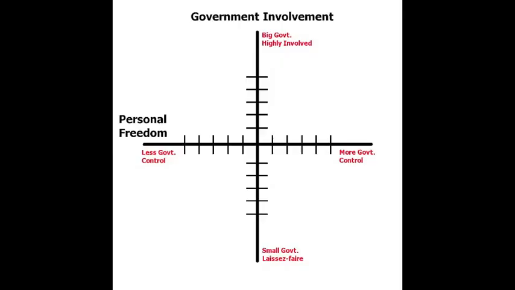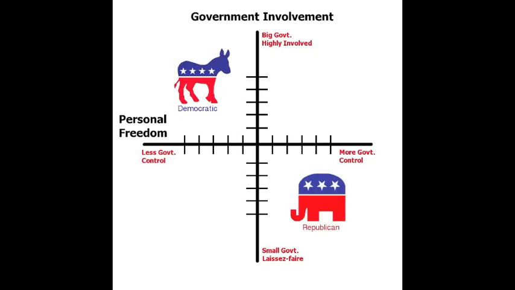I like to use a visual to help explain this concept, and here is the chart I made for this. As you can see, the x-axis corresponds with question number one, the degree of government control and personal freedoms, while the y-axis corresponds with question number two, the degree of government involvement. More involvement generally means more government spending. Now let's see where the Democratic and Republican Party fall on this chart.